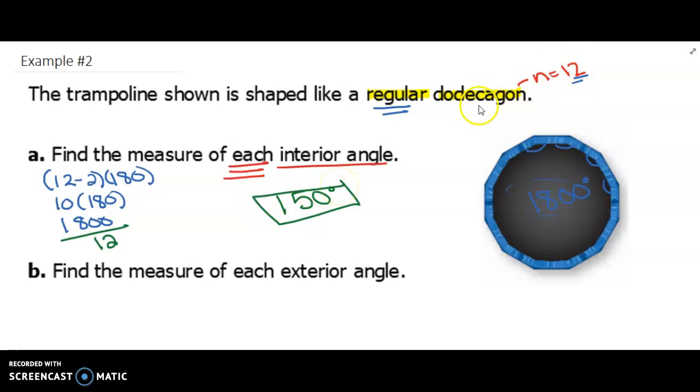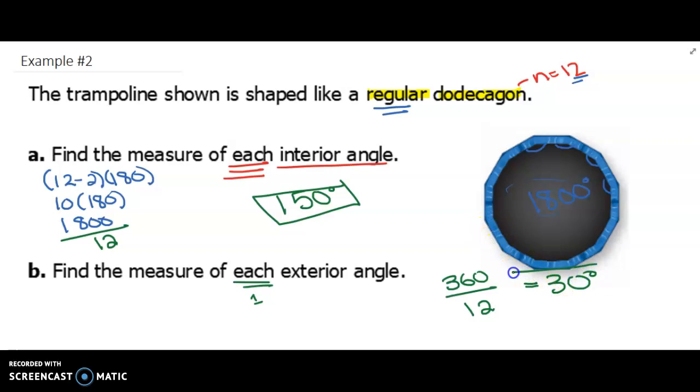All right, let's look at B. Now it says find the measure of each, meaning one, exterior angle. Well guys, this is a lot easier because we know that all the exterior angles add up to 360 degrees. And this is a regular dodecagon, which means that every exterior angle is the same. So divide 360 by 12, and I get 30 degrees.